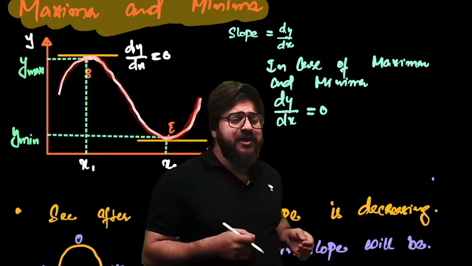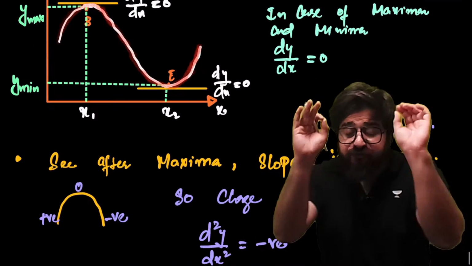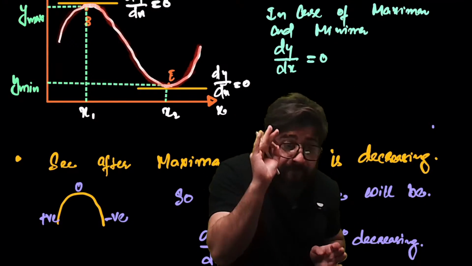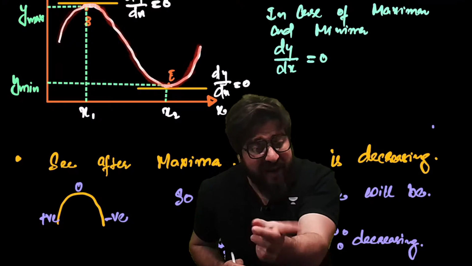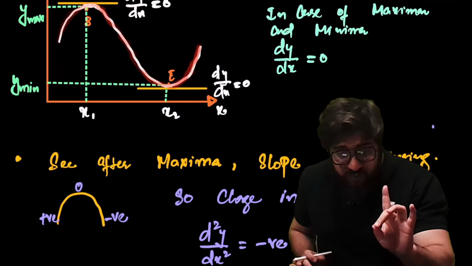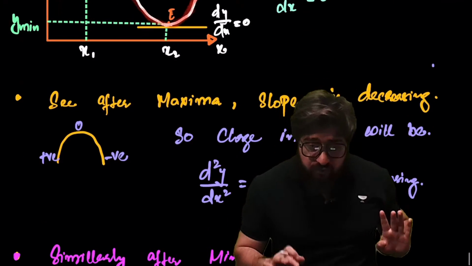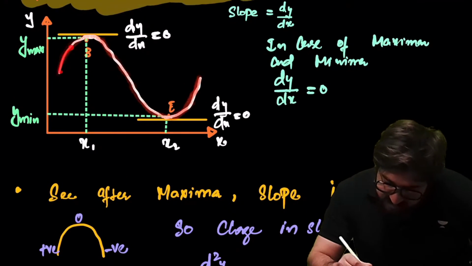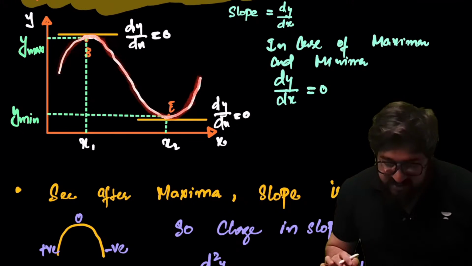Now, my question to you, my dear friends, is: if we want to find which one is maxima and which one is minima, because at both points slope is 0, how to find that? Listen to me very carefully. We can say this upper bowl is the maxima.